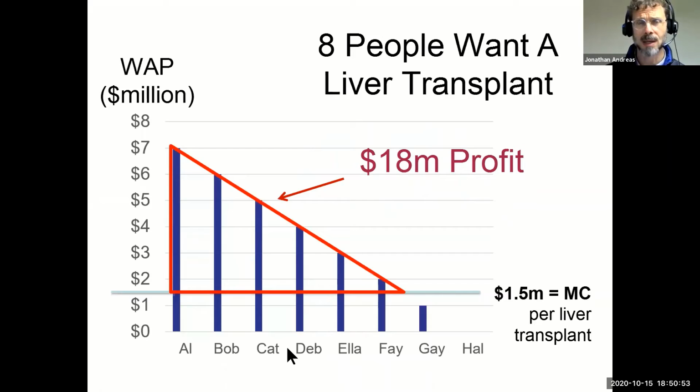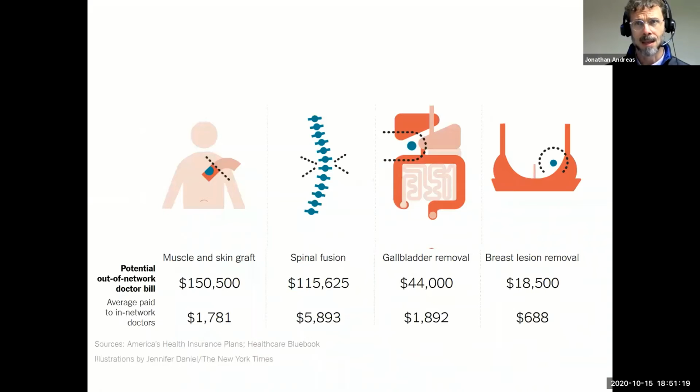And you can even do better than that if you do perfect price discrimination, where you're charging every single person their own special price. And so here you're absorbing all of the consumer surplus, which is great for profits, plus you're saving more lives. Now you're able to save 6 people's lives. Plus, if you're a nonprofit, you've got lots of profits here that you can use to heal other people, including Gay and Hal, in a case like that.